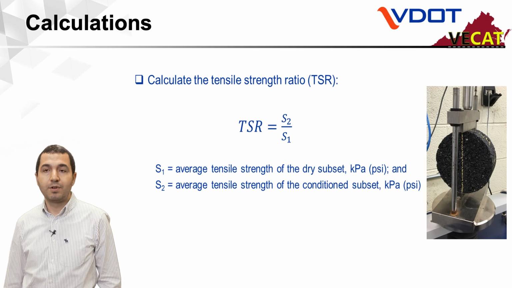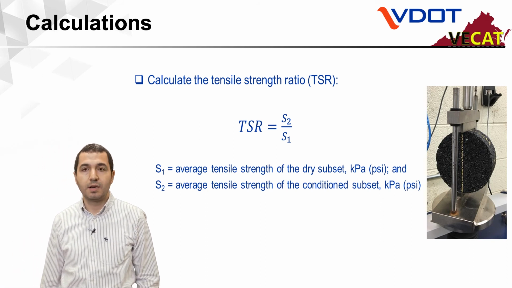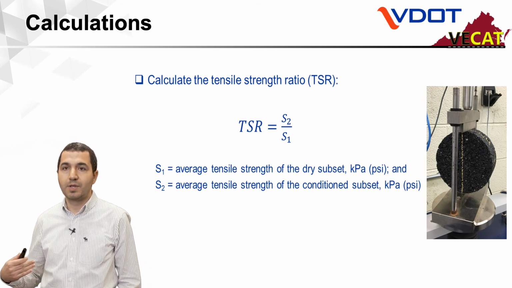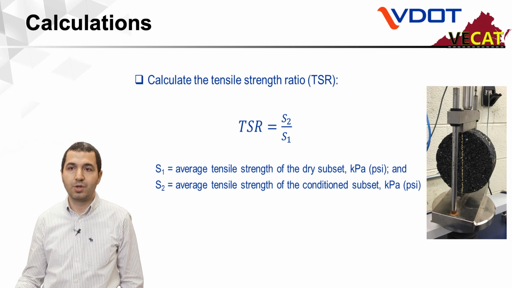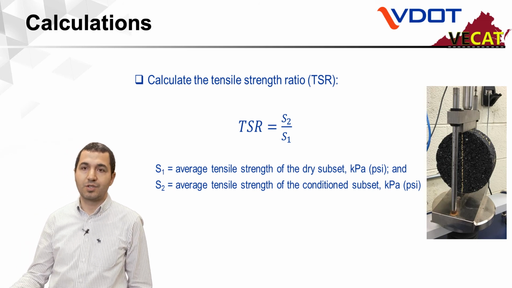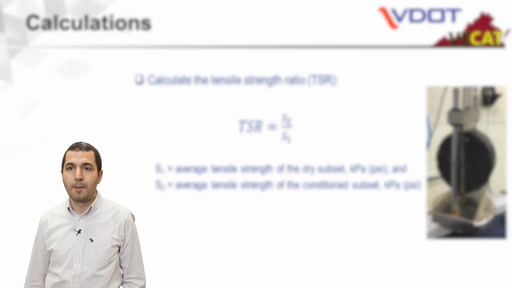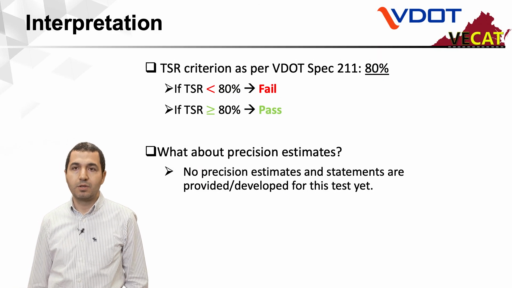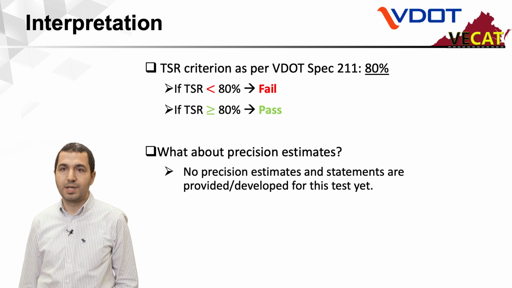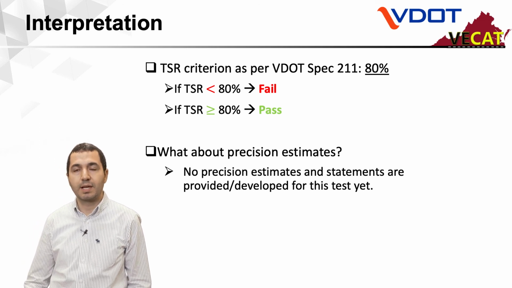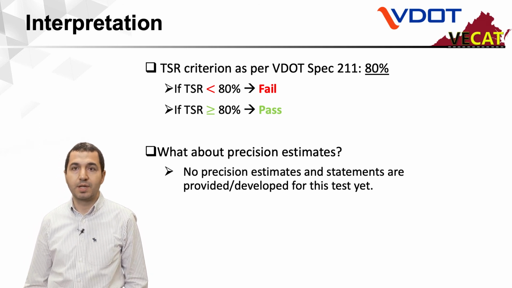And then once you have your strength value calculated, then you are going to determine the tensile strength ratio, which is ratio of strength of the conditioned subset to strength of the dry subset. Once you calculate that, you would check your TSR against the spec criterion, which is 80% in this case.